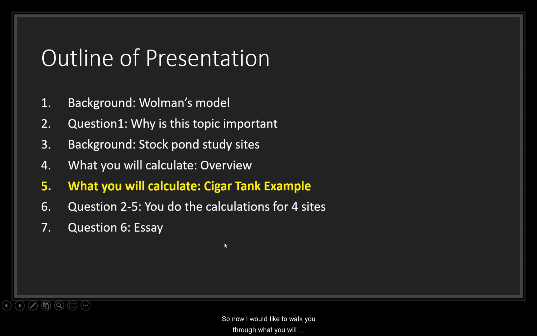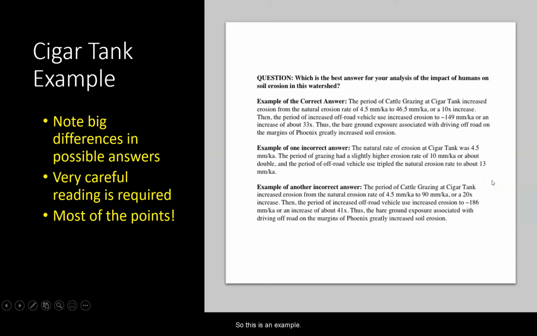Now I'd like to walk you through what you will calculate with the example of Cigar Tank. So this is an example. Question: which is the best answer for your analysis of the impact of humans on soil erosion in this watershed? It's a multiple choice question. You are given a correct answer and two incorrect answers.